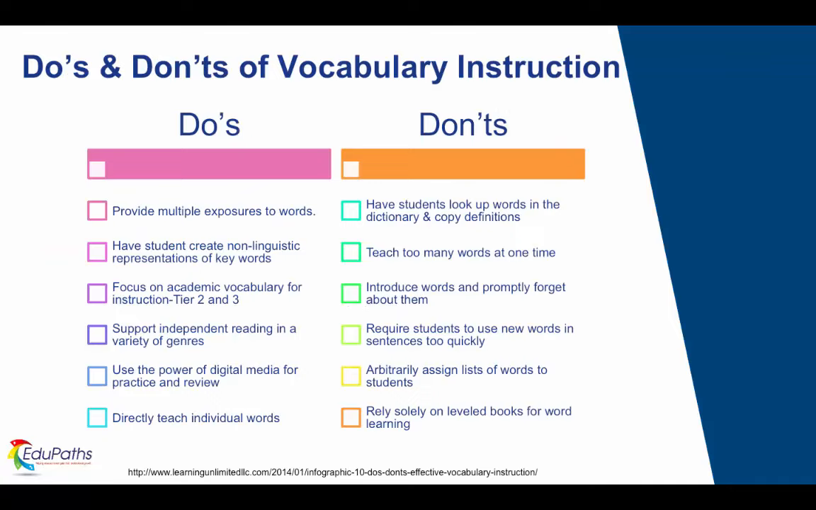Let's close today's modules with some do's and don'ts of vocabulary instruction. Let's start with our do's. Please do make sure that you provide multiple exposure to words. Have students create non-linguistic representations, drawing and acting out of key words. Make sure that you focus on academic vocabulary for instruction, those words that would be considered Tier 2 or Tier 3. Support independent reading in a variety of genres, even if this means comic books or cereal boxes or magazines.